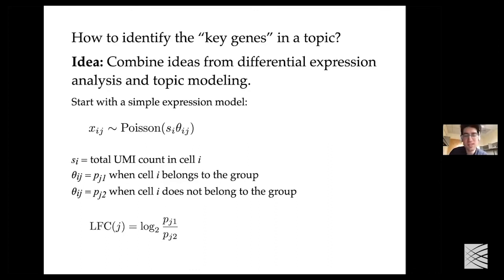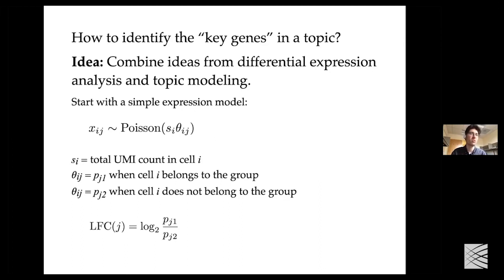And in the simplest case of differential expression, we can think about splitting the cells into two groups. And so we have two parameters we want to estimate. Two parameters for each gene, depending on whether the cell belongs to the group or is not in the group. And then we can get your usual log fold change estimate from these estimates of p_j1 and p_j2. So that's just a recap of a very simple differential expression analysis you could do.